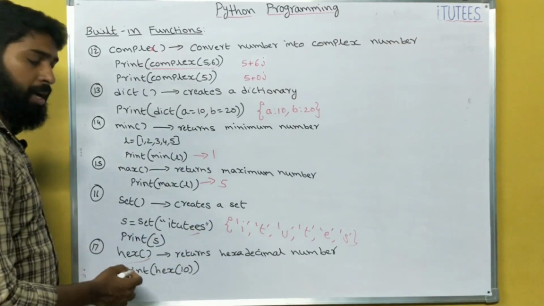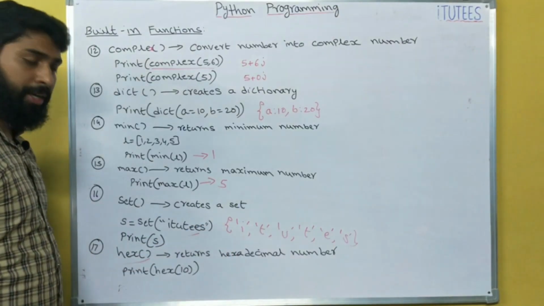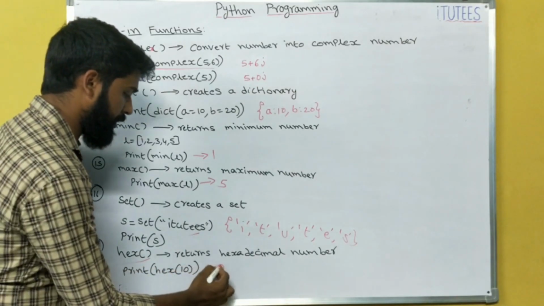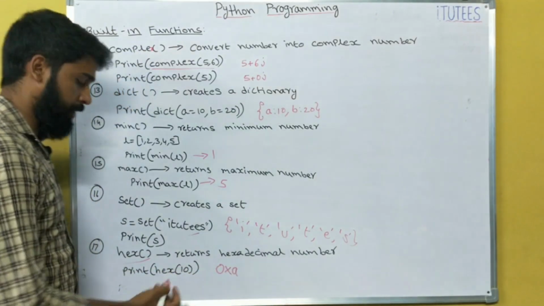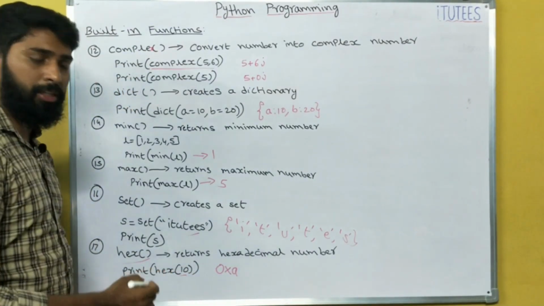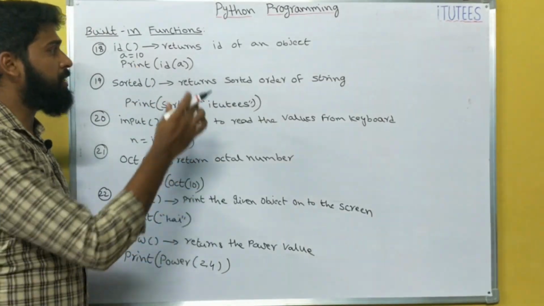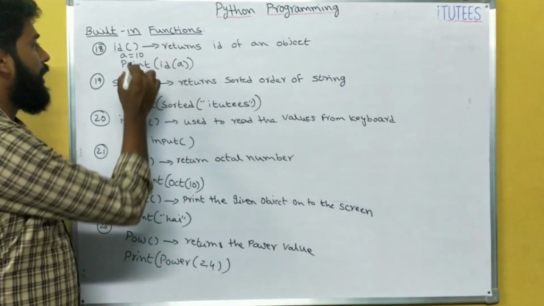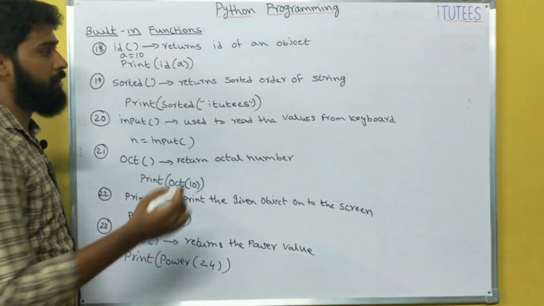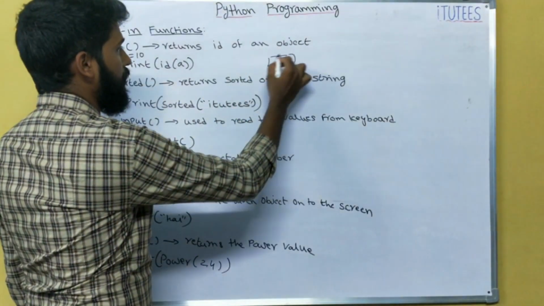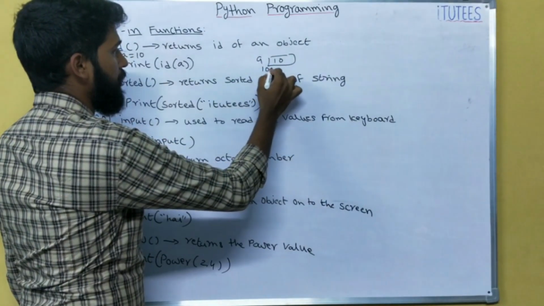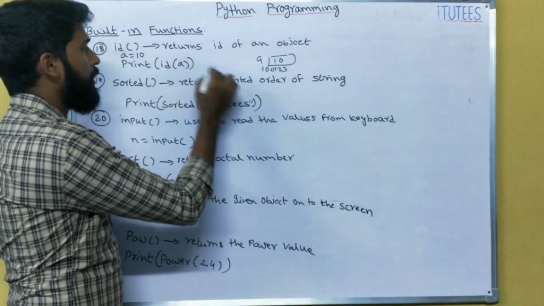Next, hex. It returns the hexadecimal of a number. It returns 0xa, that means we represent 10 in hexadecimal using a. The id function returns the id of an object. a equals 10 means 10 is assigned in a memory location. For this there is some object id, and it returns this id.